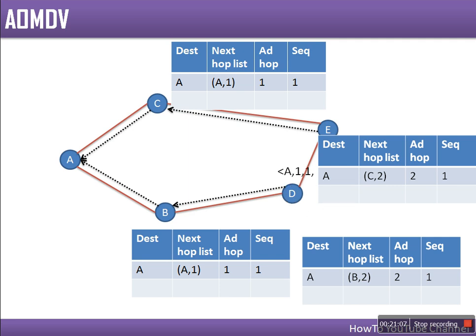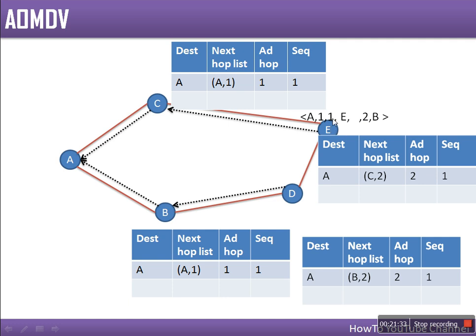Now this packet will be sent to node E, and whenever every node sends this packet, they increase this hop count. Why? Because when D is sending this packet, the hop count is 2. So this hop count is specifying the distance between the current node and node A. We can see the distance between D and A is 2 hops, that's why D has included 2.